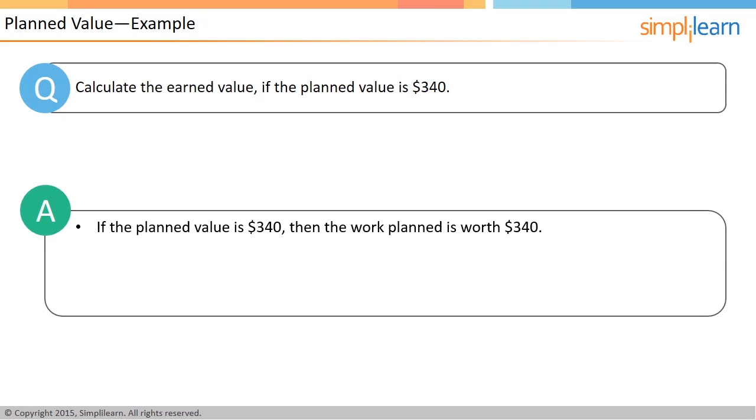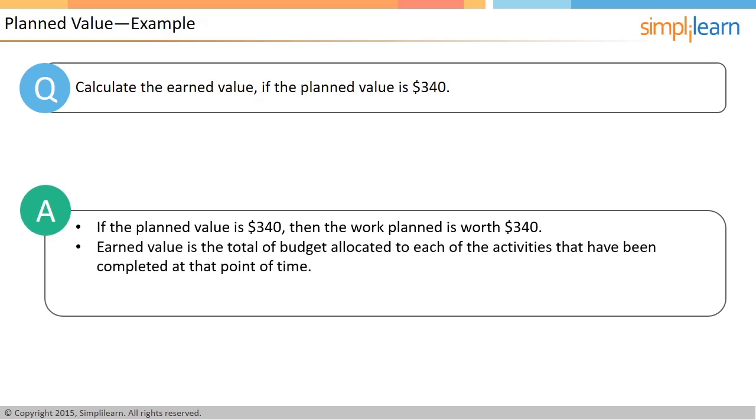How do you calculate earned value? The solution is to add the budget allocated to each of the activities that have been completed at the point of time. The resulting value is the earned value. In the next screen, let us look at the formula used to calculate earned value.